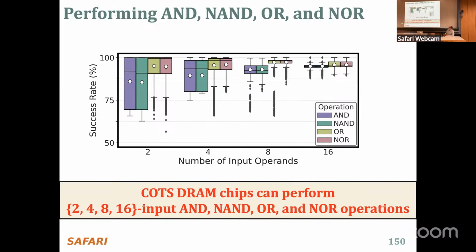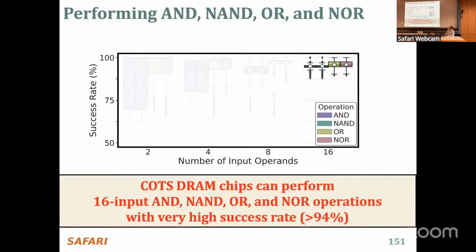Especially, I think it's still fascinating given that these operations are not supported at all, right? So we see these functions in real DRAM chips. So if you want to do 16 input operations, you get reasonably high success rates, 94%. It's not perfect, of course. Ideally, we don't want 94%.